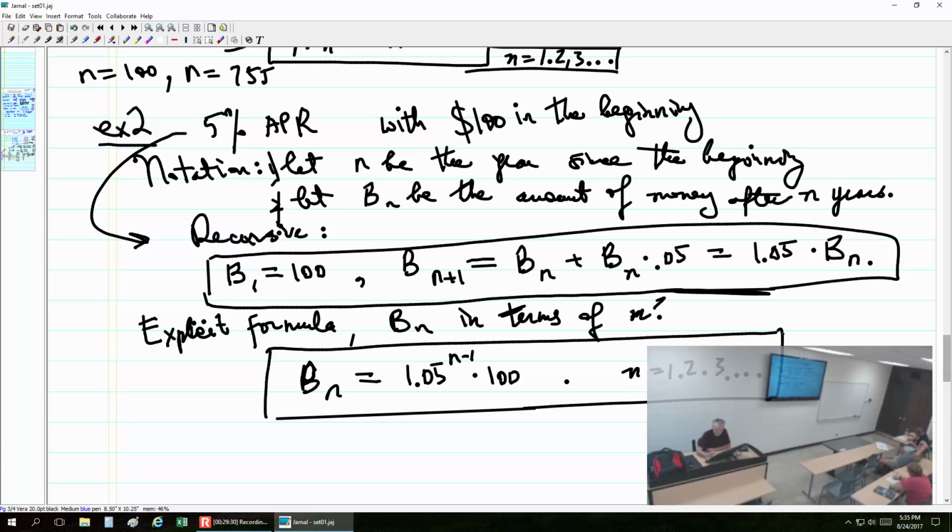Okay, and this is called, you can guess, well, maybe not, geometric progression. Another name that you may have heard for geometric progression is exponential growth.